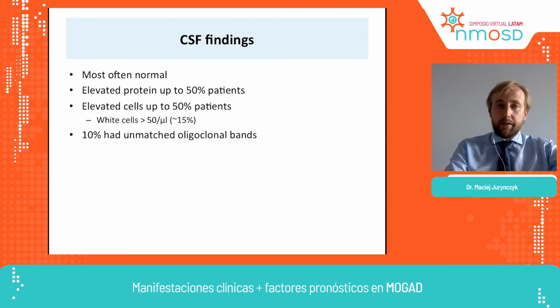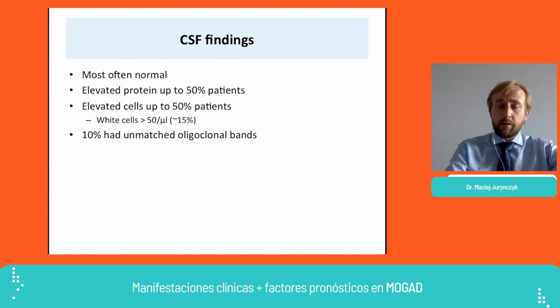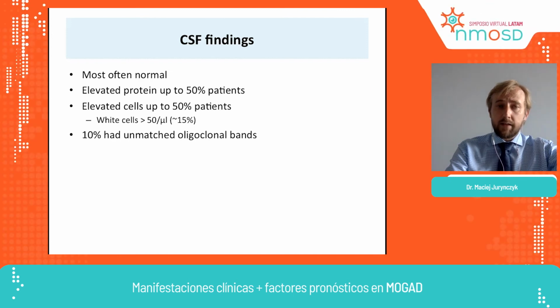Obviously, CSF is very helpful in the differential diagnosis of CNS conditions. So I should mention that in MOGAD, CSF is usually unremarkable or normal. Patients might have elevated protein or elevated cells, usually moderately. An interesting observation is that around 15% of MOGAD patients might have white cells above 50 per microliter, and this could be some sort of a discriminator, in particular with MS. And only 10% have unmatched oligoclonal bands.